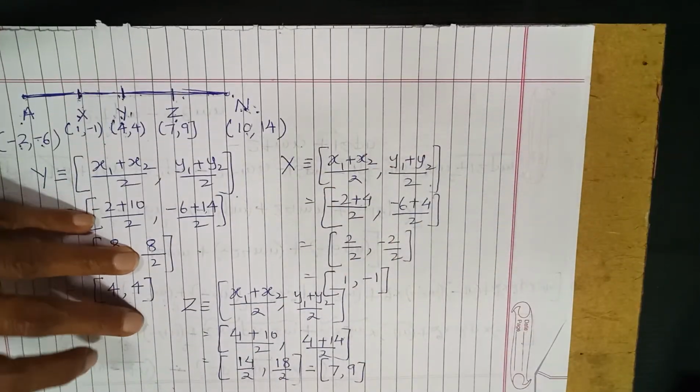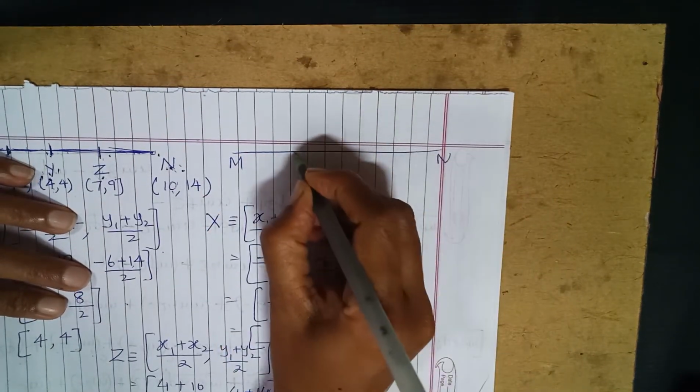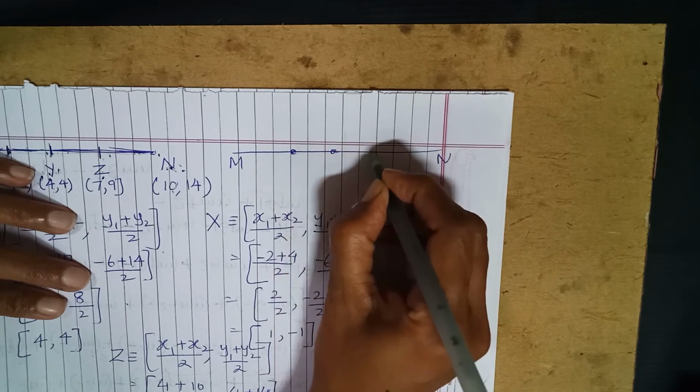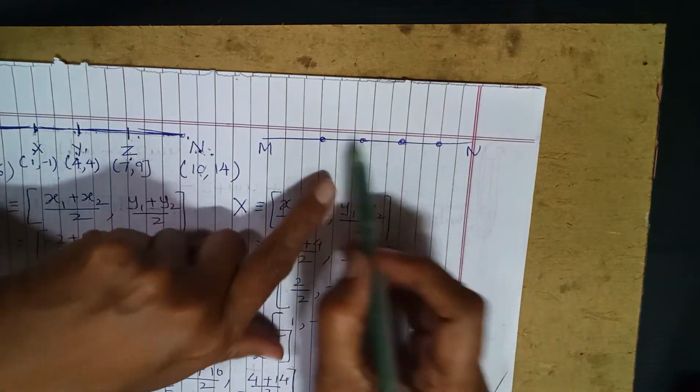For example, let us say if we have a segment here, MN, and if I take an even number of points, 1, 2, 3 and 4, right, you can see we will never have one clear-cut midpoint.